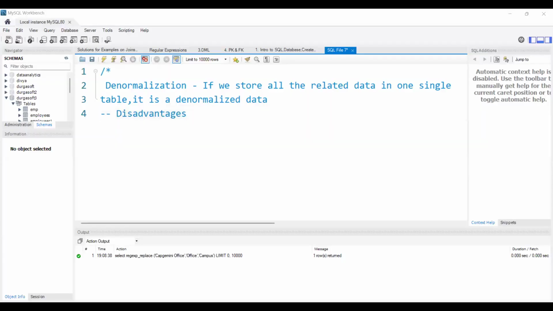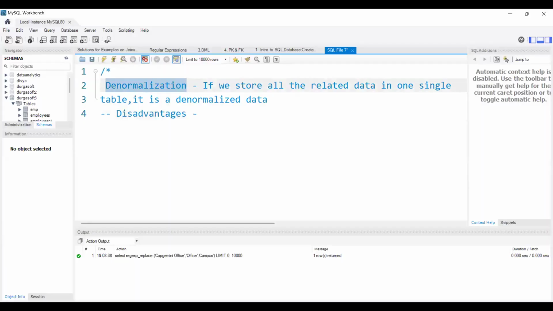First, as we know, the data will be repeating, correct? What about the real-time usage of denormalization? Yeah, I will say once again. Firstly, nowadays we are not using this.